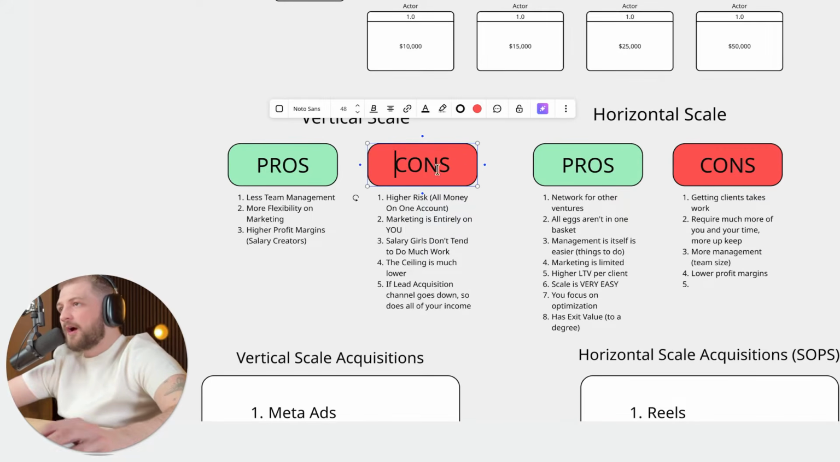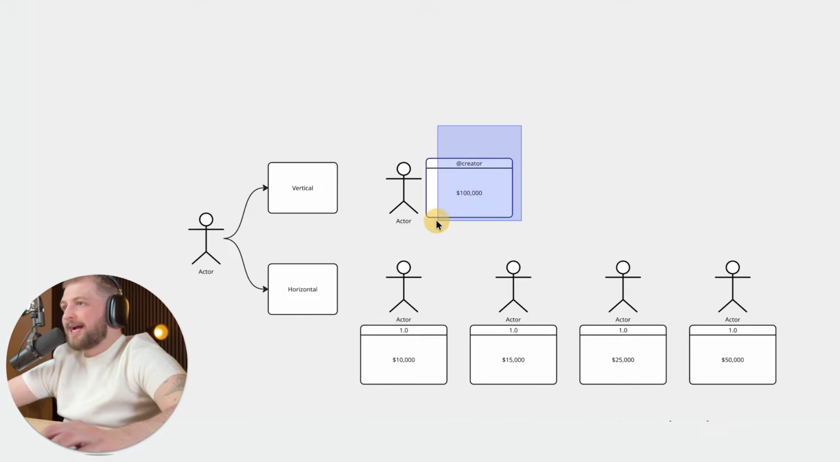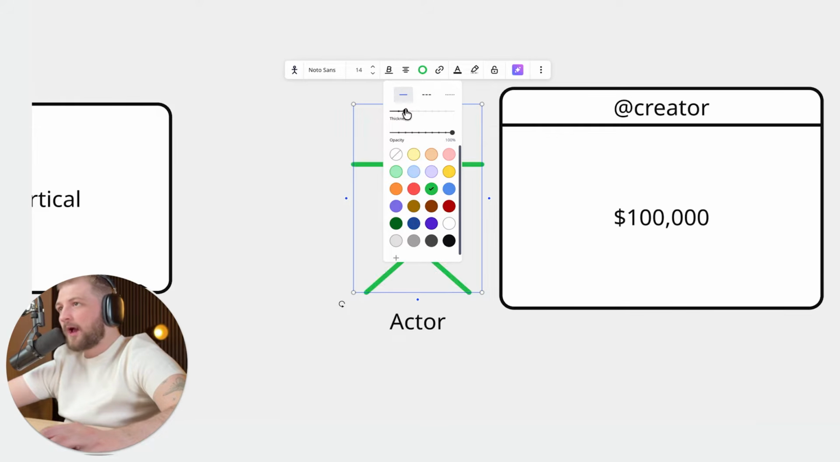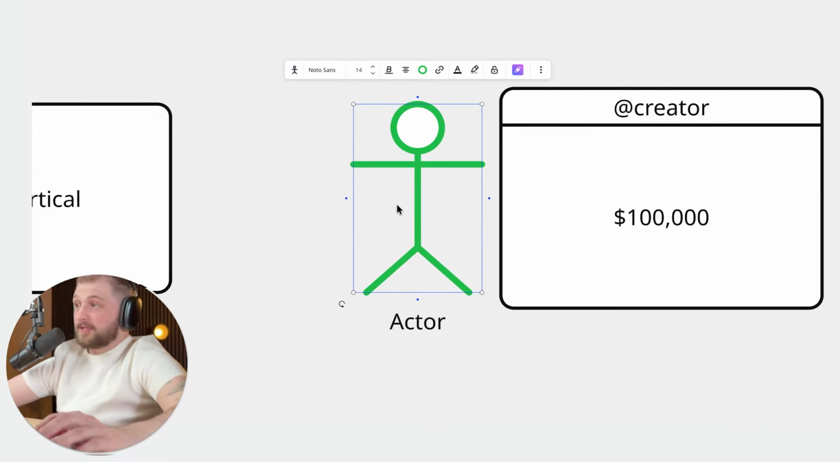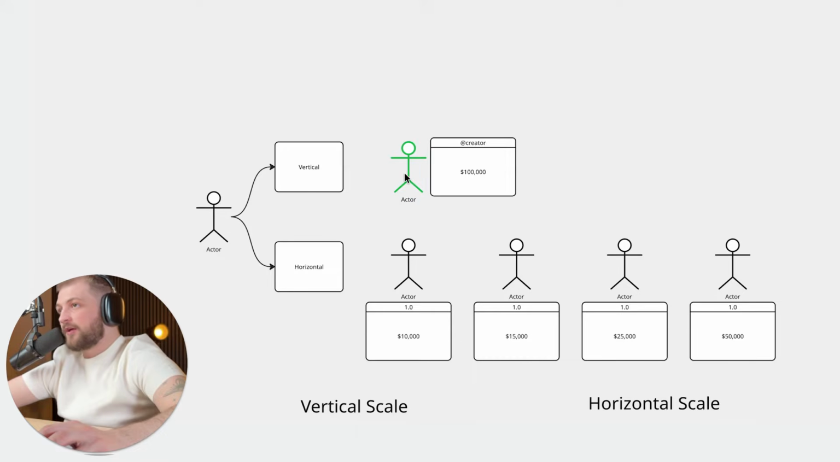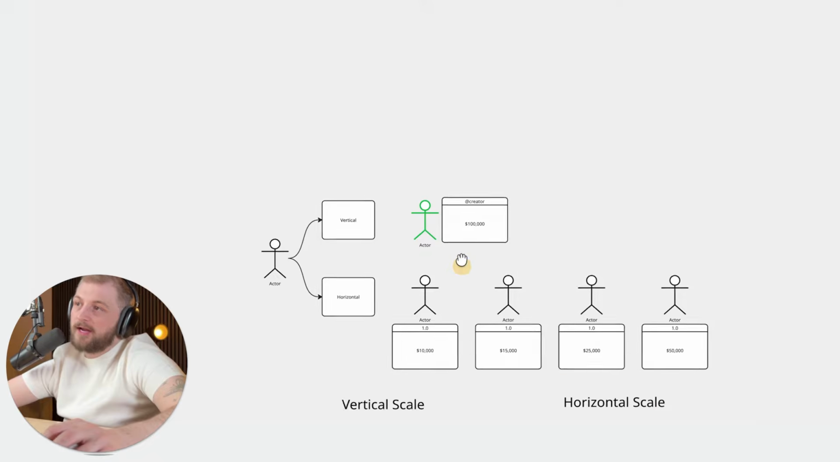Now, there are some cons, okay? Higher risk, because all of your money and all of your income is entirely relying on the satisfaction of this creator. God forbid this creator finds a boyfriend and the boyfriend doesn't like that she's on OnlyFans and takes her off. You just lost all of your income. God forbid something happened to this person and you lose all of your income, okay?